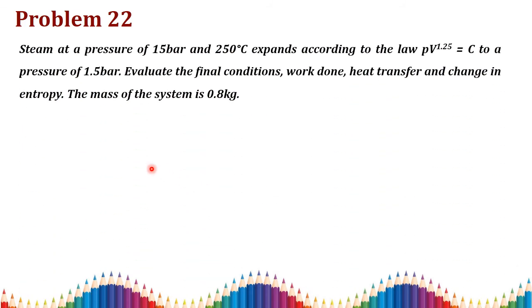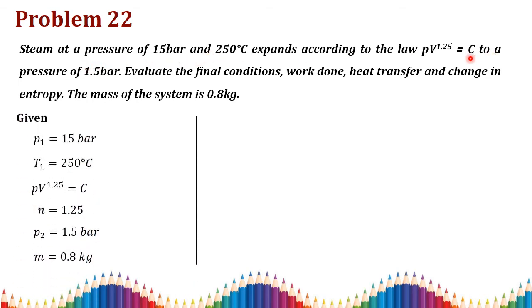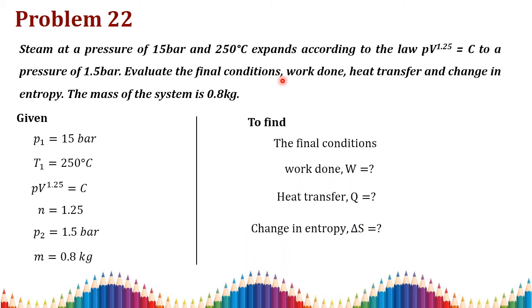Problem number 22. Steam at a pressure of 15 bar and 250 degrees Celsius expands according to the law PV power 1.25 equal to constant. Here it is also steam. At the initial pressure P1 is equal to 15 bar and the temperature T1 is equal to 250 degrees Celsius. It follows the law PV power 1.25 equal to constant. So this relation itself says that this problem behaves as a polytropic process, with the polytropic index N equal to 1.25, to a pressure of 1.5 bar, pressure P2 is equal to 1.5 bar, and evaluate the final conditions, work done, heat transfer and change in entropy, and the mass is also given. The mass of the system is 0.8 kg.